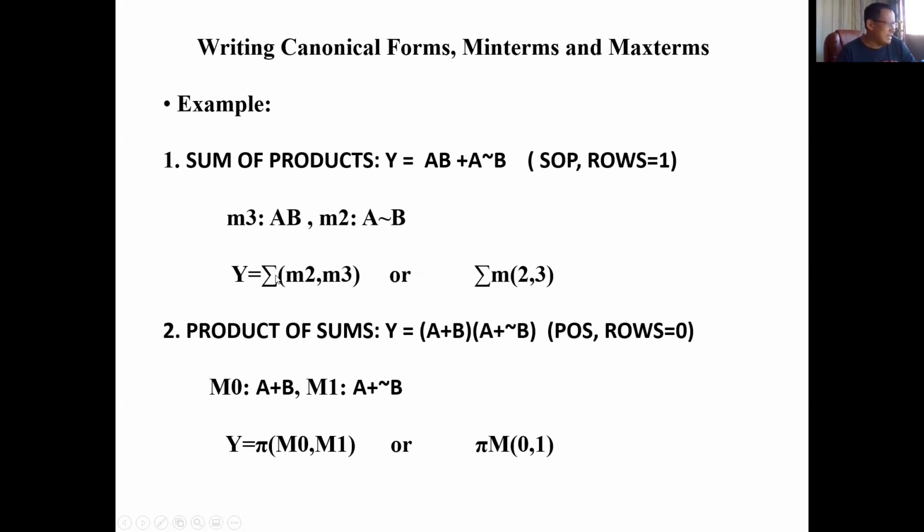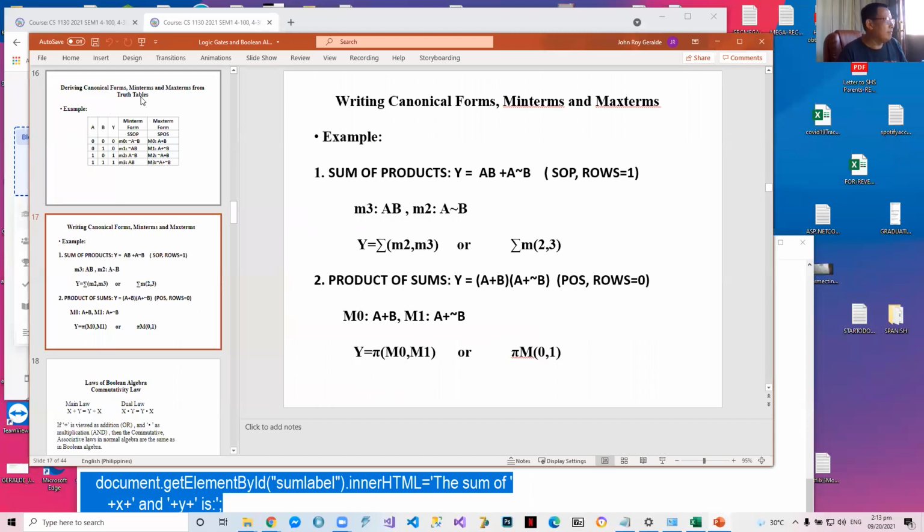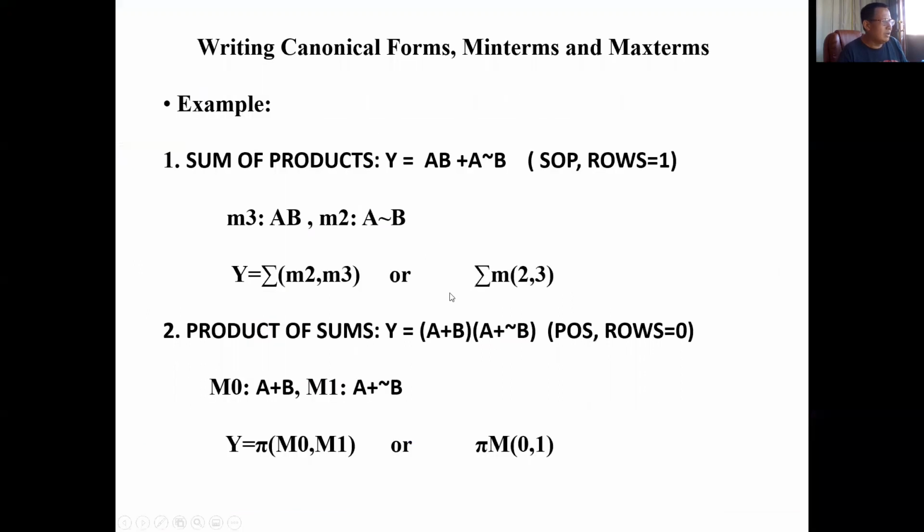Now we can say sigma is the summation function, like in Excel, right? And this other symbol is the multiplication, no? Which means that y is the sum of m2 and m3. Why m2 and m3? Because in our truth table, A not B and AB are M2 and M3.